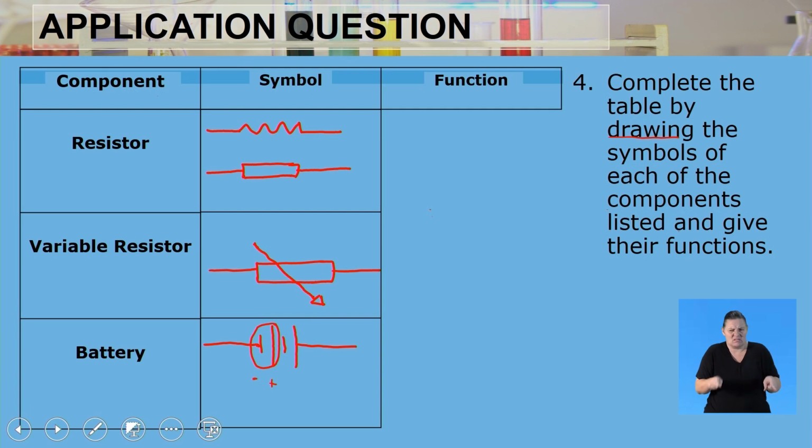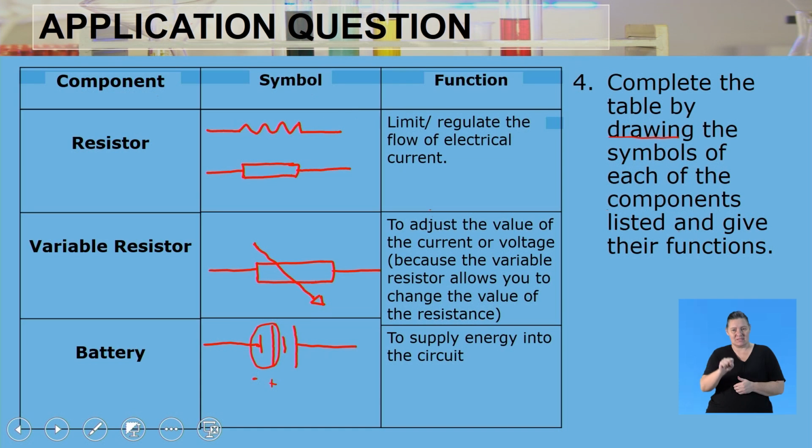Now, what are then the functions of each of these components that are given here and their symbols? So, a resistor limits or regulates the flow of electrical current within an electric circuit. So the resistor will do that. So that's the function of a resistor in an electric circuit.